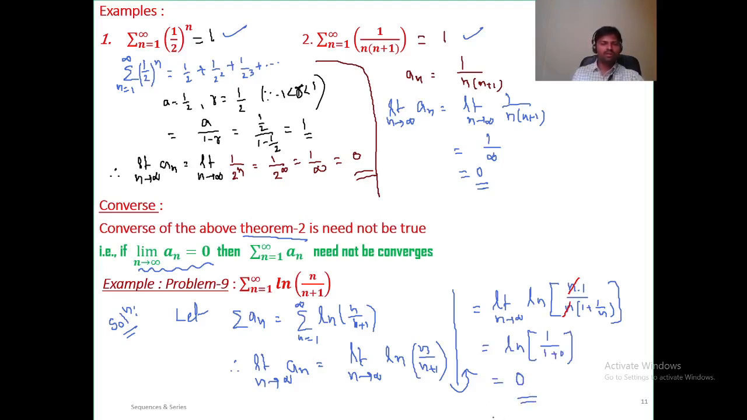Look, I got the limit as n tends to infinity of aₙ has value 0. So the final conclusion is, the limit as n tends to infinity of aₙ is 0. Now let us verify its convergence status. Let me verify the convergence status of the series.